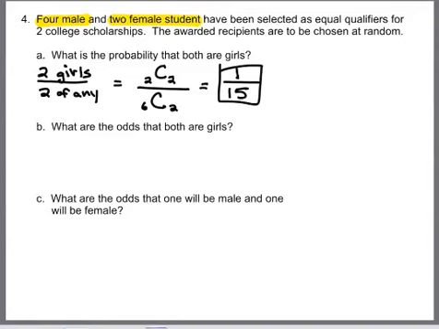So how many ways can I pick 2 girls? That makes sense. If there's only 2 girls to pick from, there's only one group of 2 girls. So that logically makes sense, but it comes up that way when you punch it in your calculator too. How many ways can you pick 2 of any of these? If there's 6 total to choose from, there are 15 groups of 2. So what's the probability that the 2 people are both girls? 1 out of 15.